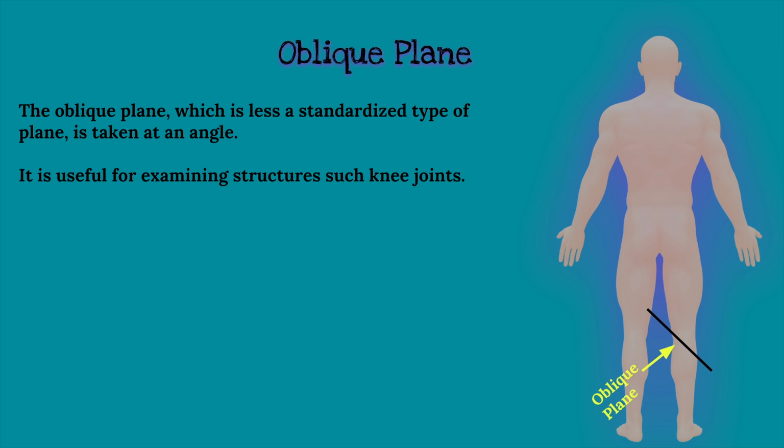The oblique plane, which is less frequently used than the other planes, is taken at an angle, and it's mainly used when examining structures inside of the knee.